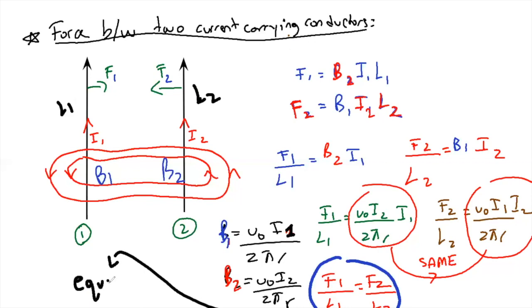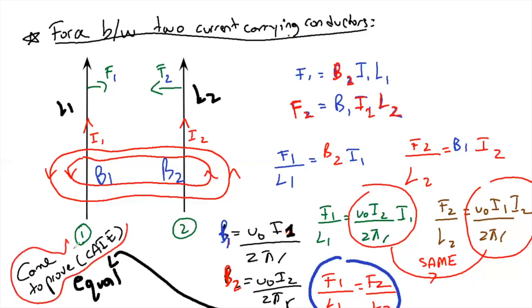Equal. And by the way, this came to prove in the paper, right? So this came to prove in the paper, by the way. Came to prove CAIE. So make sure you memorize this. You don't want to miss it. All right, take a screenshot, note down, and let's move on to the next concept.